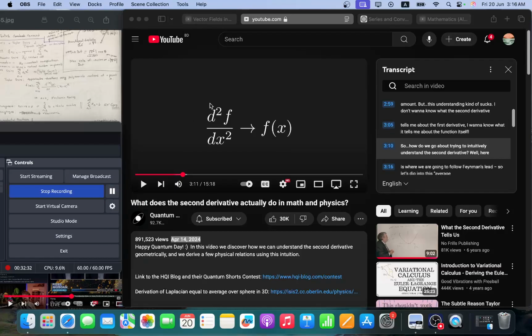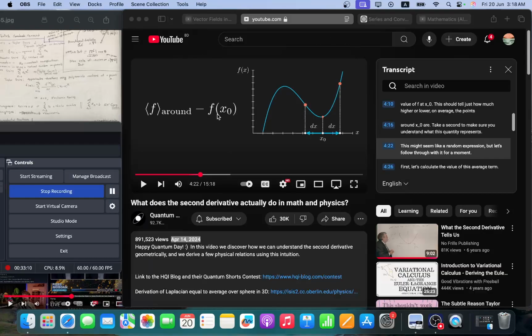Let's see. He rejects the interpretation that I just gave, or I've been using, in a very appropriate way. I need to expand the horizon of my vocabulary. So this person doesn't want to know what it tells us about the first derivative. He wants to know what it tells us about the function itself, the original function itself, which is, I think, a commendable way of going about it.